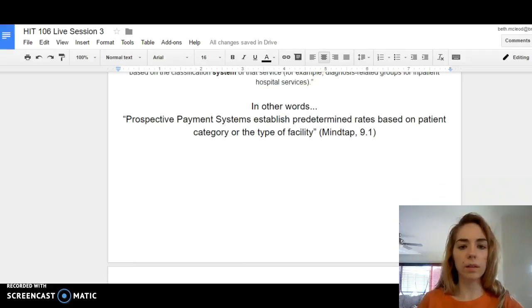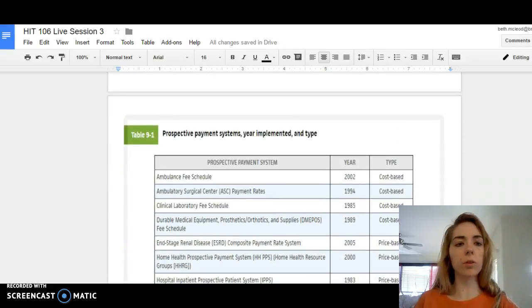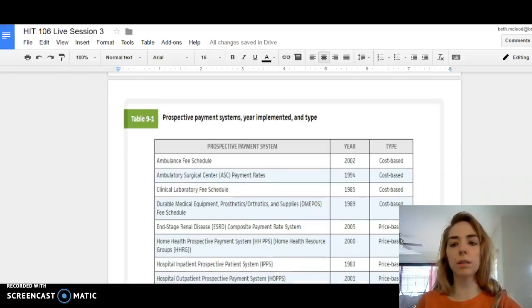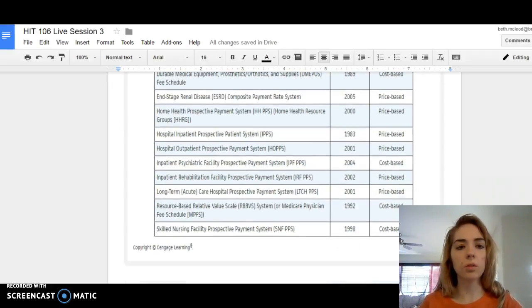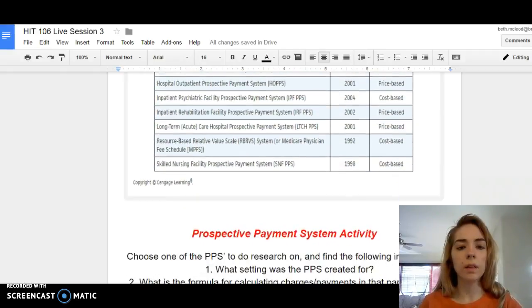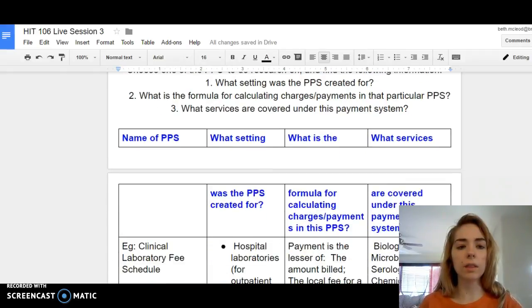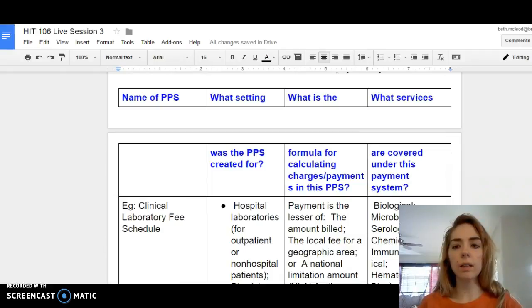What I want you to do for your activity, aside from completing the quiz that's associated with the recording, I want you to research one of these prospective payment systems listed here. So you have a whole list of them, and what I want you to find on them is the name of it, what setting that prospective payment system was created for, what is the formula for calculating charges or payments in that prospective payment system, and then what services are covered under the payment system.